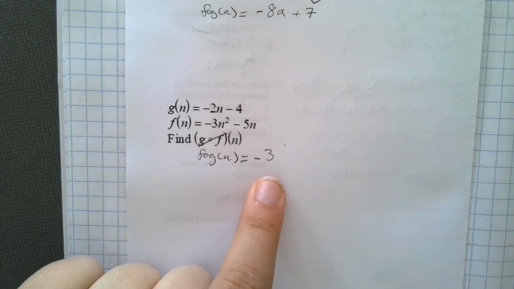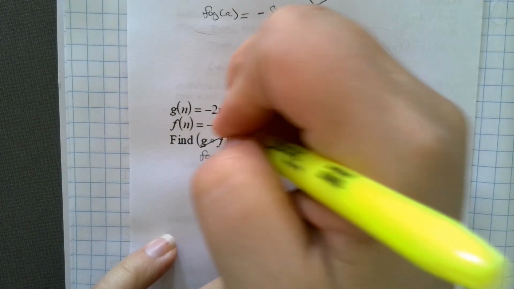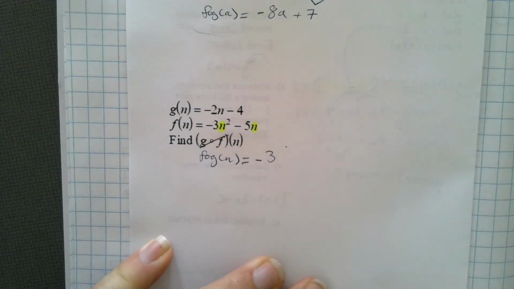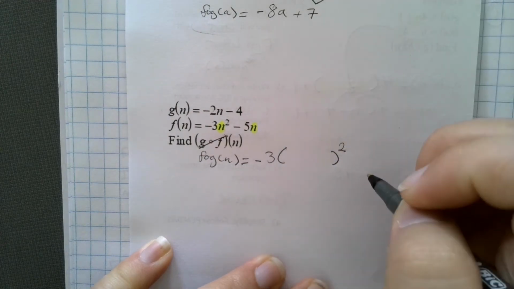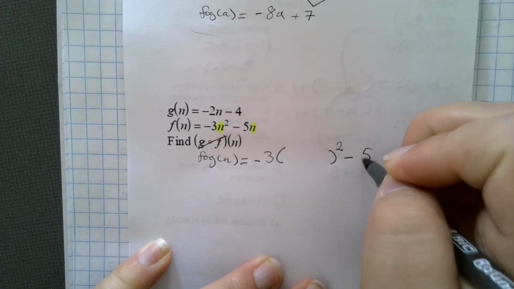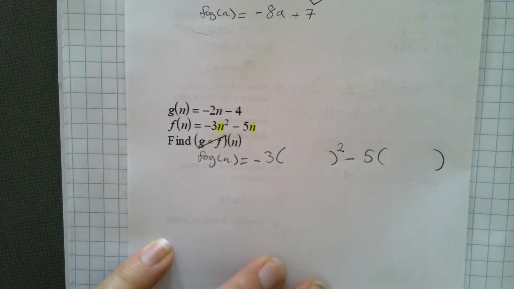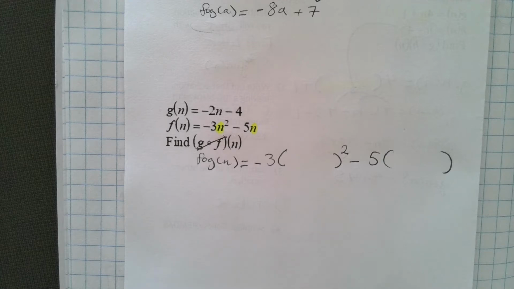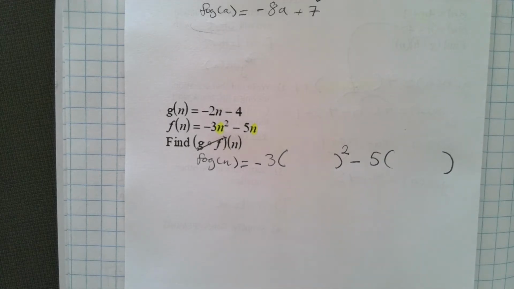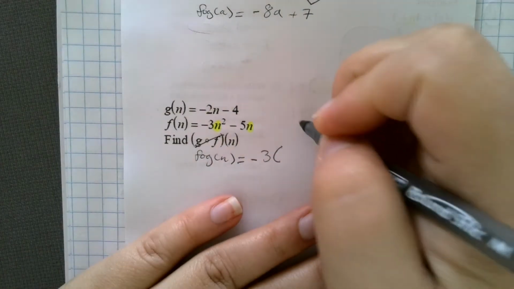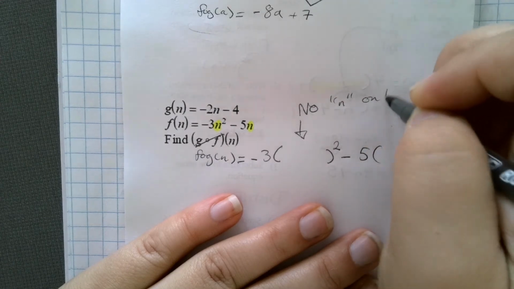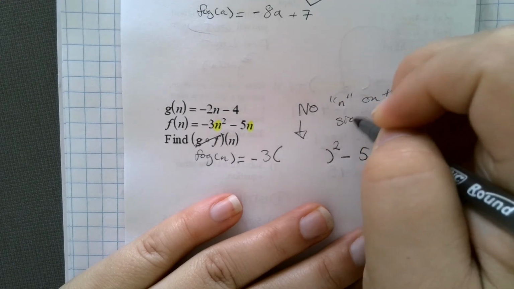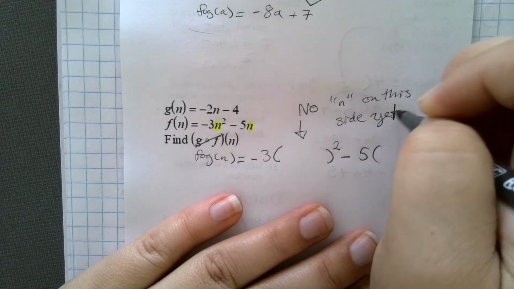Now I'm going to set this one up because you guys have not seen something like this before. The -3 is chilling. We're going to leave a big fat space, but don't forget that squared. That power of 2 really matters. -5 and then some parentheses. What we're going to do now, I want you to please notice no n's on this side yet.